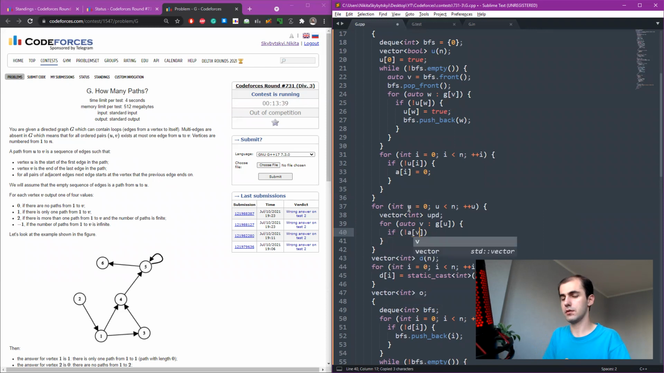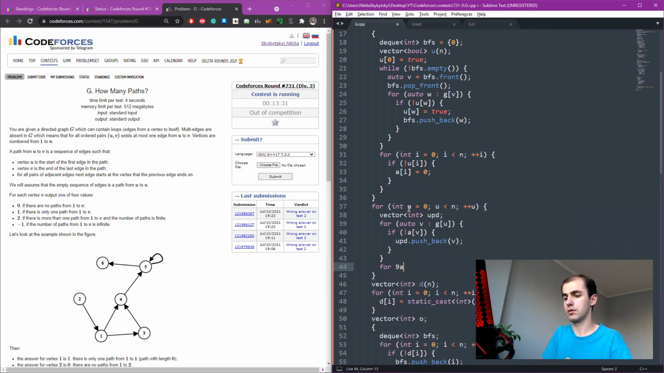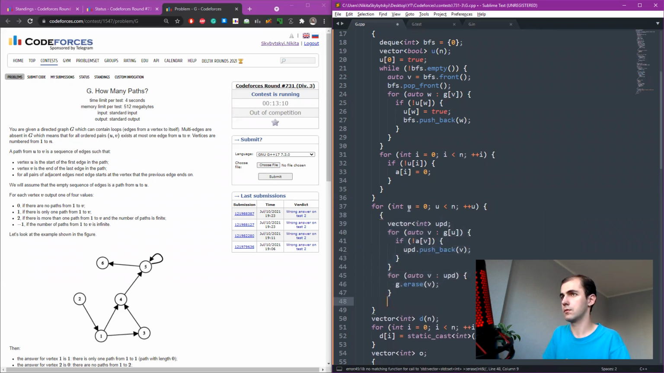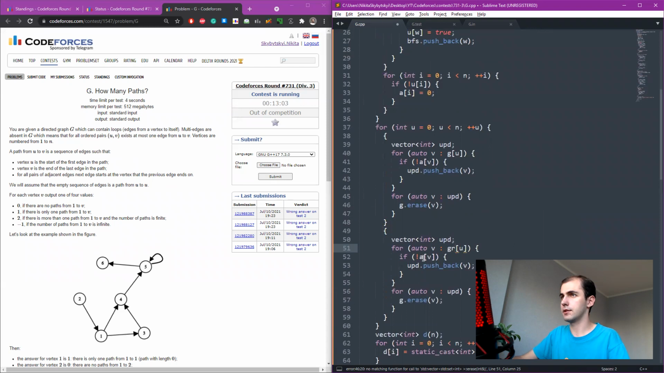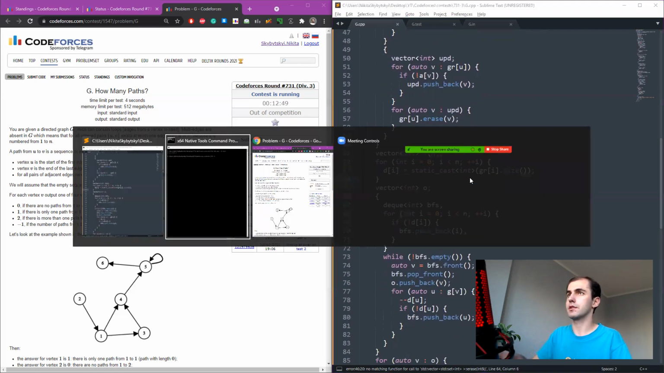So if not A, V, update push back V to V in update. I can't erase from set while iterating over it, so I have to use that terrible workaround. Then I have to use it once again for reverse graph. That is just ridiculous. And then I can do my normal sync.